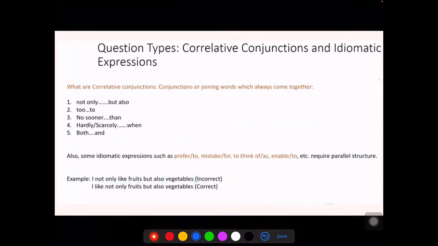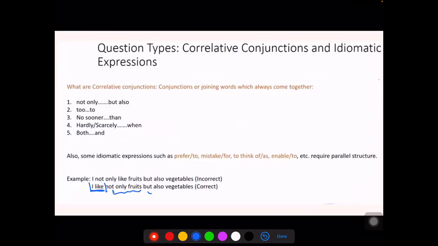I have written it here. I not only like fruits is a wrong sentence, an incorrect version, because the like refers to fruits and we are not just focusing on the fruits part. We are focusing on the vegetables as well. So in that case, we have to make it common. I like is a common word here, and here the sentence changes.